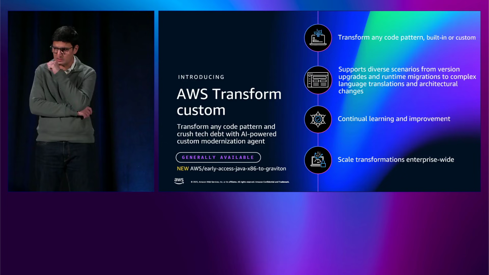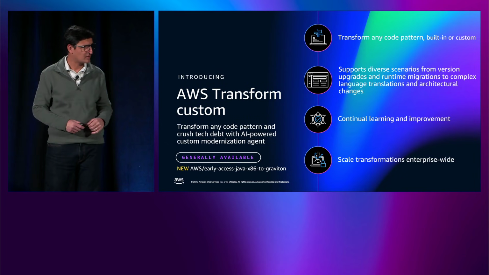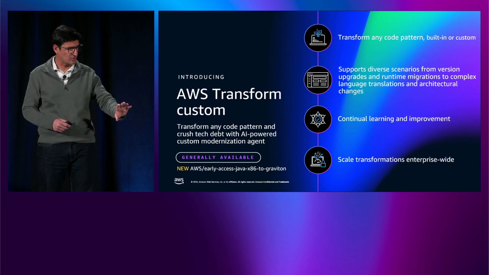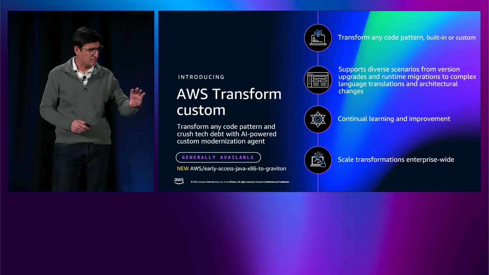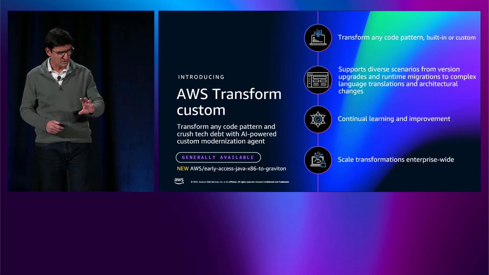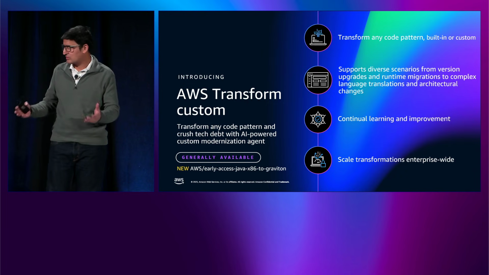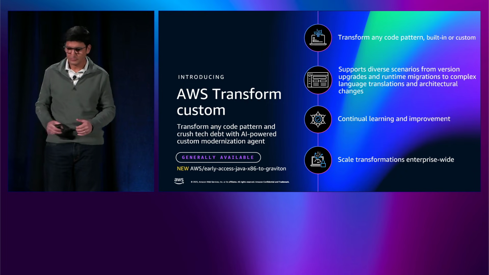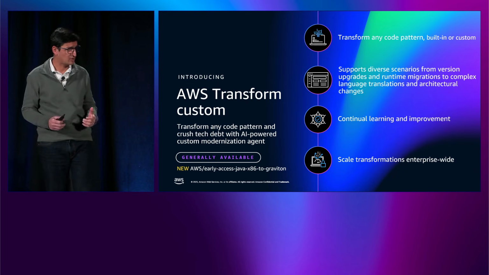I talked about AWS Transform custom. This is in early access, the Graviton module, which simplifies the migration to Graviton. For example, for Java, many Java applications can run on Graviton already because Java bytecode is architecture independent.